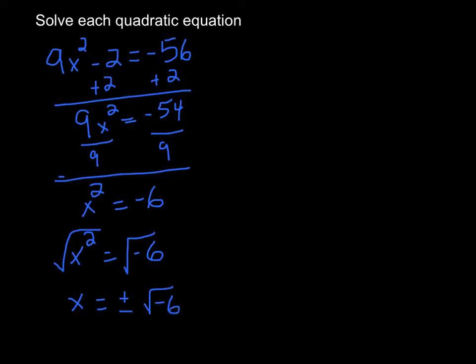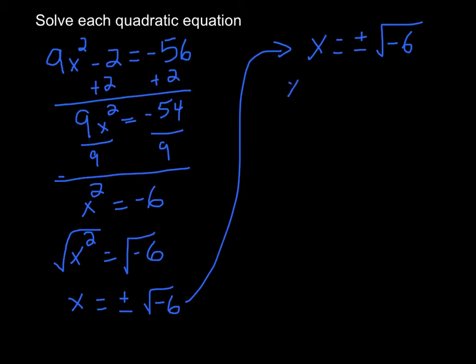Now, let's talk about this just for a second. Negative 6 is an imaginary number, and so what we want to do is get rid of that negative inside of the square root sign. So I'm going to take this here, and I'm just going to rewrite it up here. x is equal to plus or minus the square root of negative 6. I just rewrote it, didn't change it yet. And we know that the square root of negative 6 is the same thing as x is equal to plus or minus the square root of 6 times the square root of negative 1. And we know that the square root of negative 1 is i.